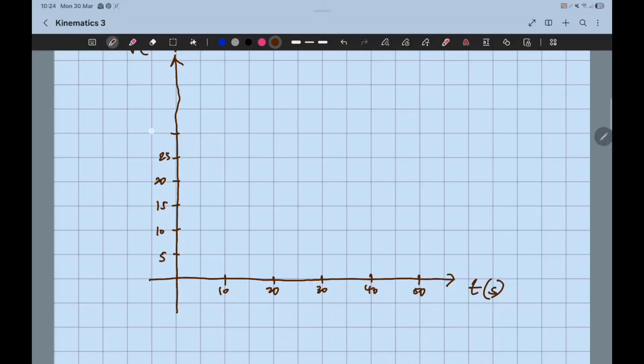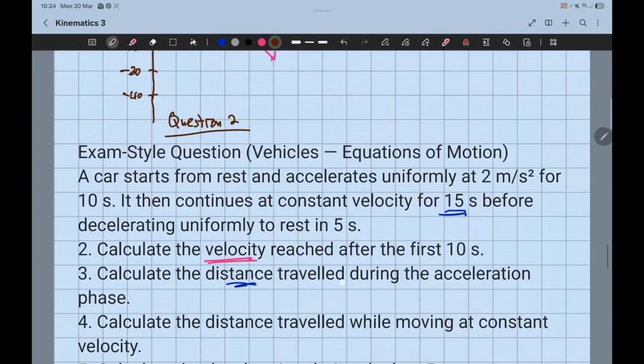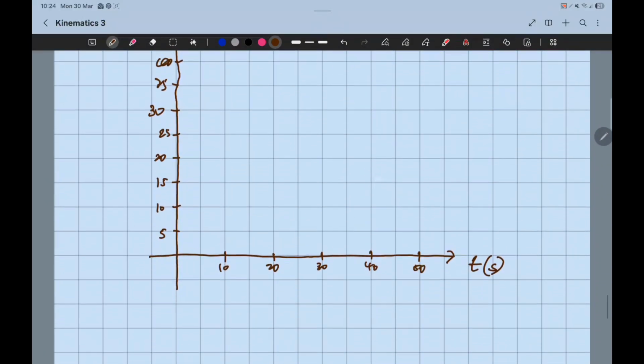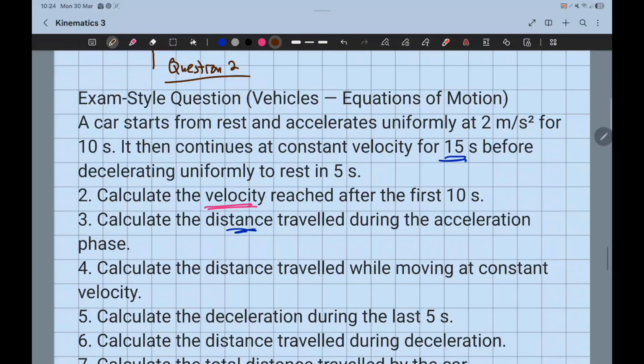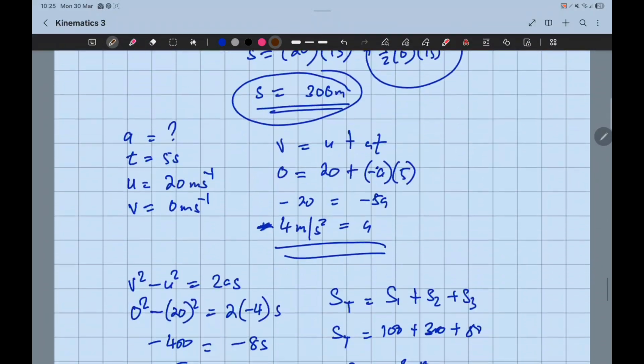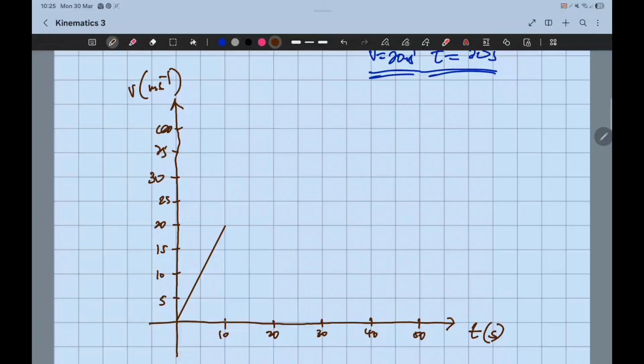30, 35, 40, and so we are being told that the body starts from rest, accelerates uniformly for 10 seconds, right? So it starts at rest, then for 10 seconds accelerates uniformly. On the calculator we saw it reaches 20 meters per second here. Then it moves at a constant velocity for 15 seconds. So 15 seconds from 10 takes us to 25, where it should stop here, starting at 20 meters per second and moving for 15 seconds.